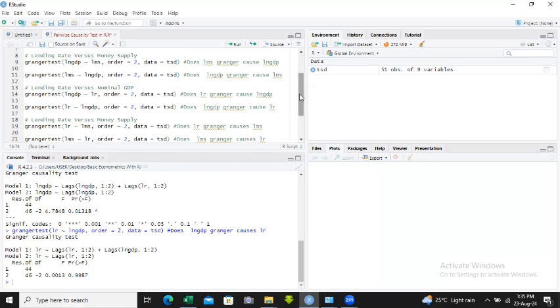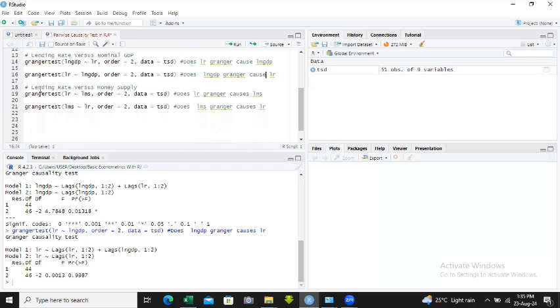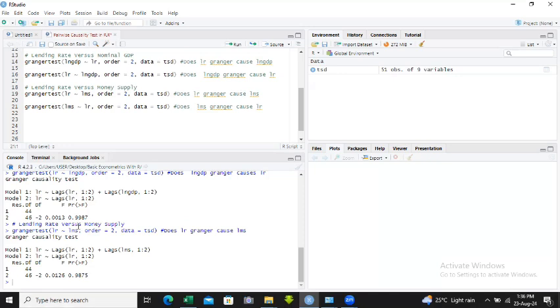So we also check the last two, that is, lending rate versus money supply. Does lending rate Granger cause money supply, or does money supply Granger cause lending rate? So let's see. Yes. So here, does lending rate Granger cause money supply? The results show that lending rate does not Granger cause money supply.